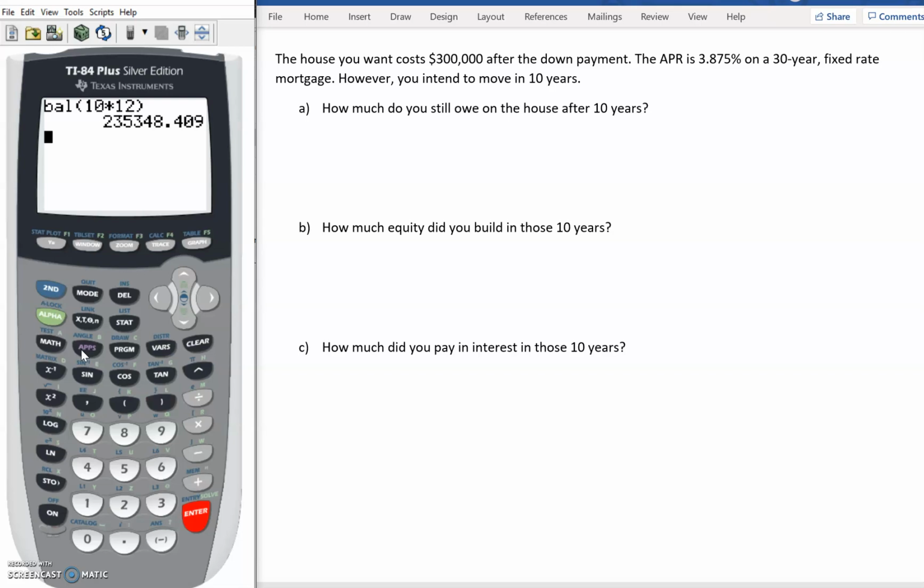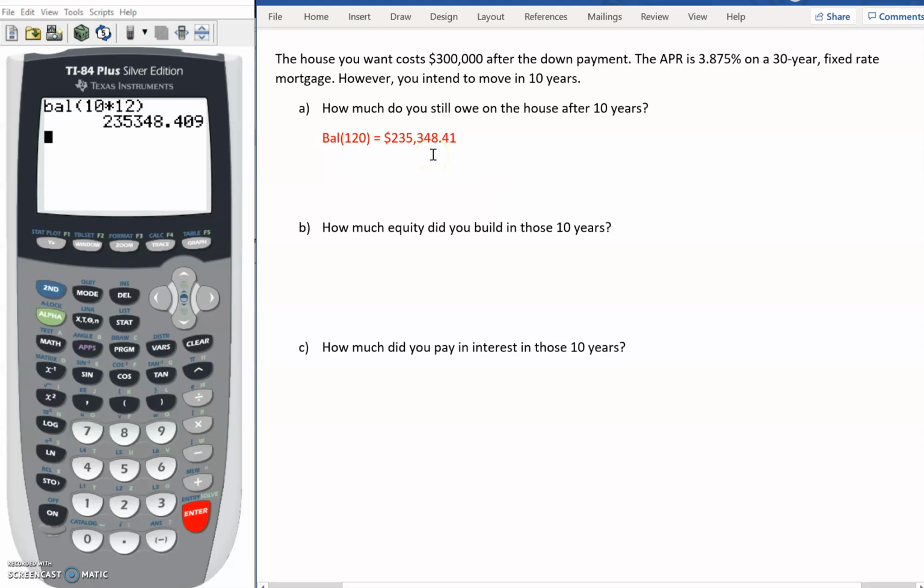So if we check our balance there, it's going to give us $235,348, and let's say we round, so this is going to be 41 cents. So this is still what we owe on the house. So balance, and you can do 120, or you can do 12 times 10. So we still owe quite a bit.